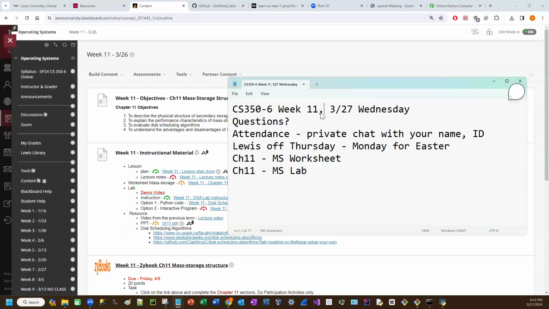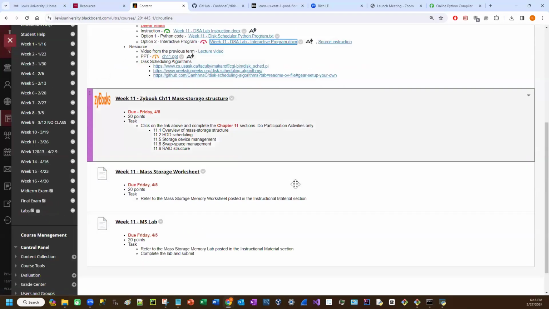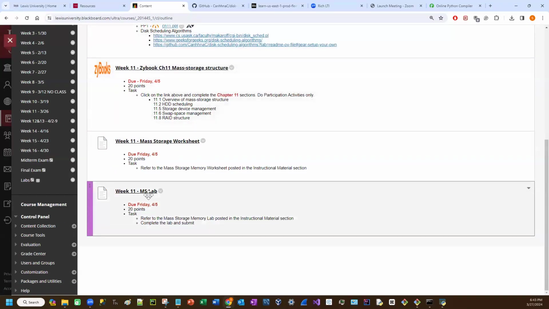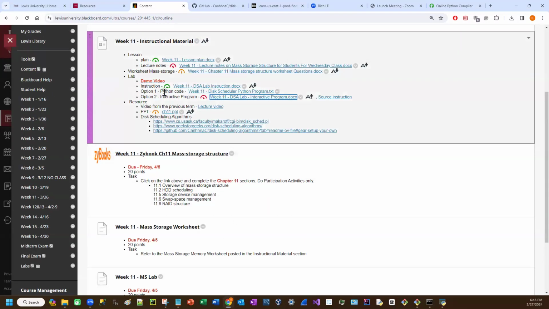Wrapping it up, today is week 11. We have no school from Thursday to Monday for Easter. And what we did today was go over the mass storage worksheet, talked about what it is and why we talk about it, and worked on calculating by hand how to figure the total movements. And then we also did the lab on running a program. For this one, just to remind you, you just need to do one of the two, not both. But you can do both if you like.